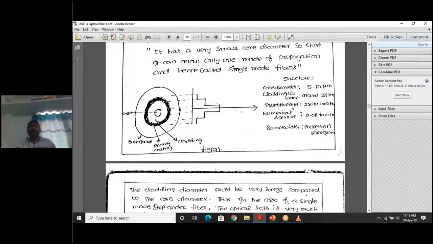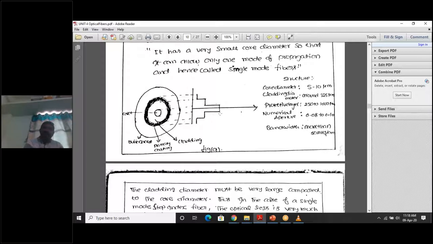If you clearly observe, this is the graph. Along the x-axis, we have taken refractive index. Along the y-axis, we have taken thickness or distance. If you clearly observe, this line indicates the refractive index of core. Here, this line indicates the refractive index of cladding. Similarly, outside is the air medium, with its own refractive index.